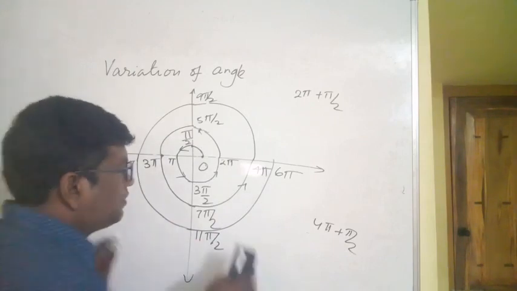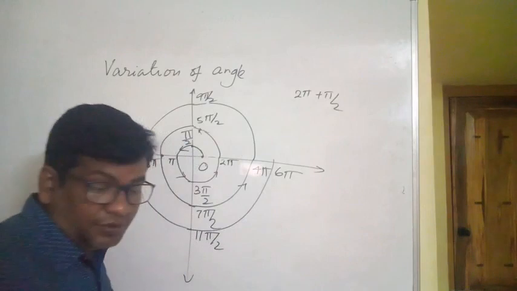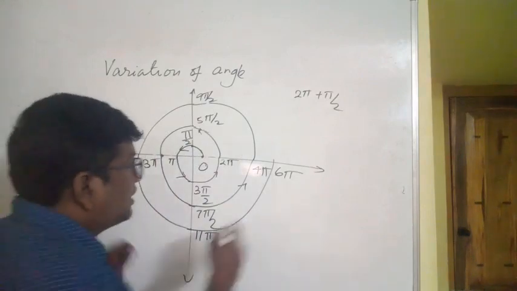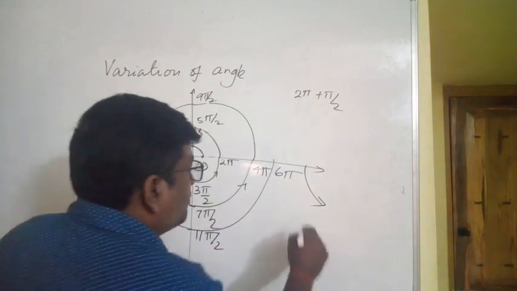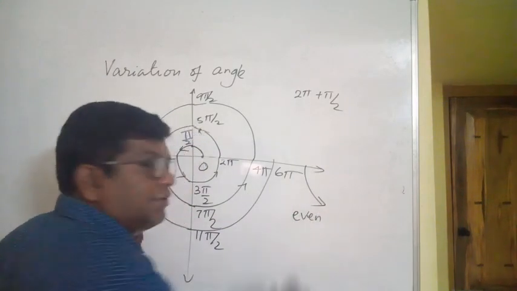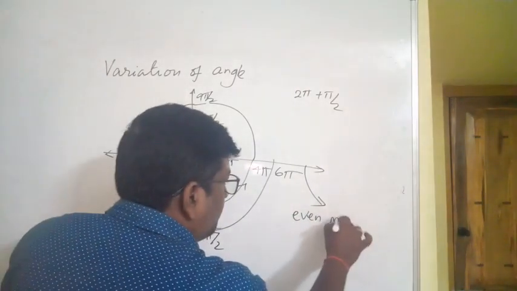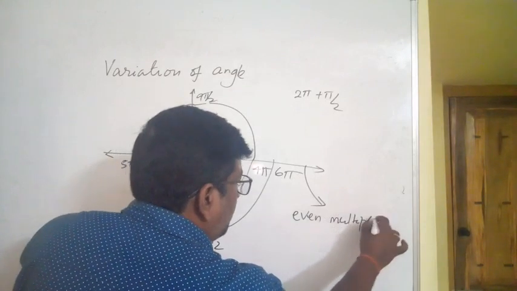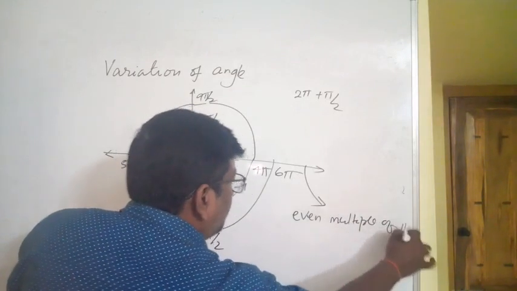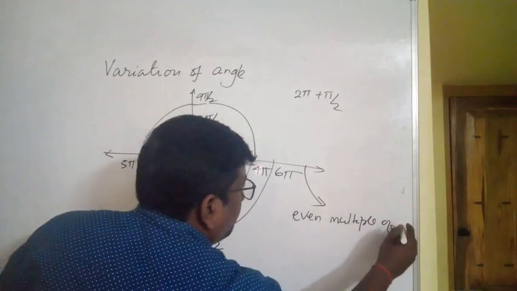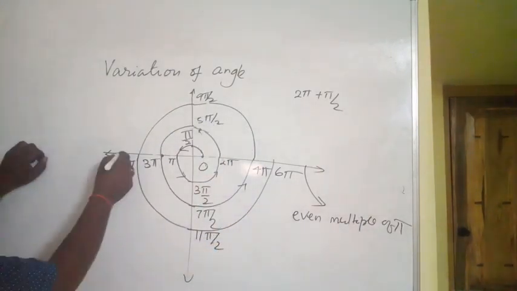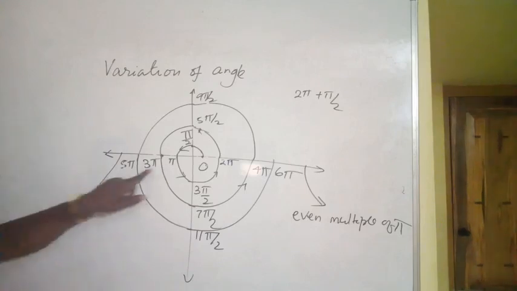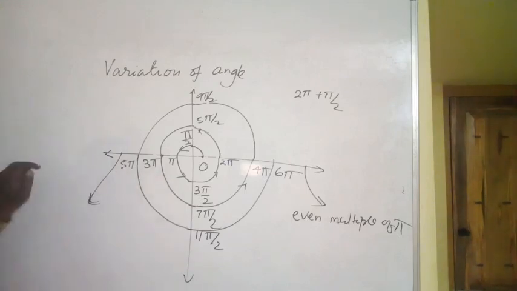Now, what are the observations here? On this axis we have 0, 2 pi, 4 pi, 6 pi, that is, even multiples of pi. And here we observe pi, 3 pi, 5 pi, then 7 pi, etc., odd multiples of pi.